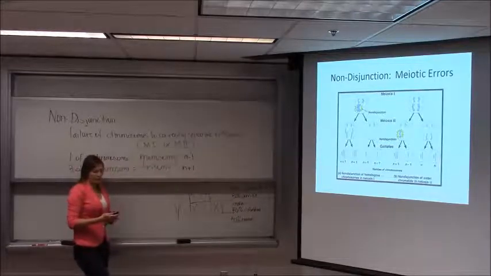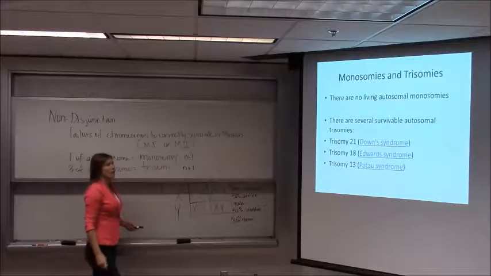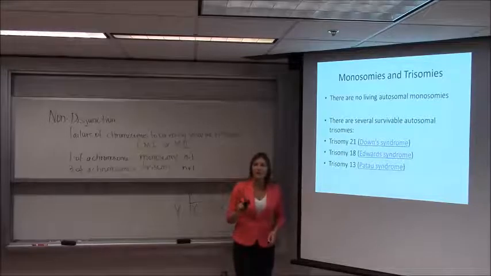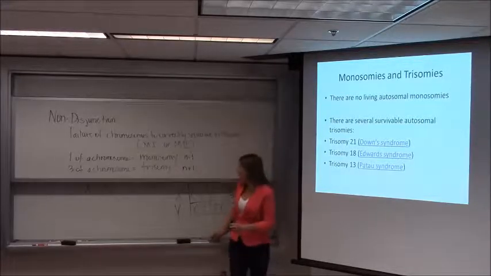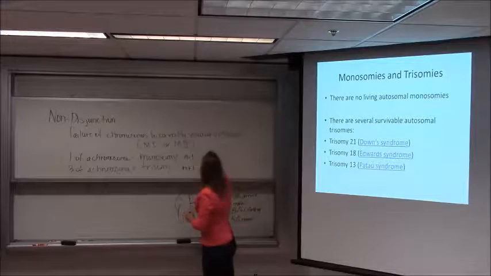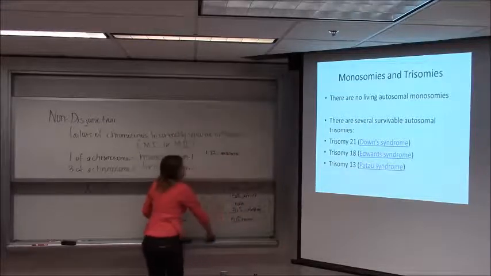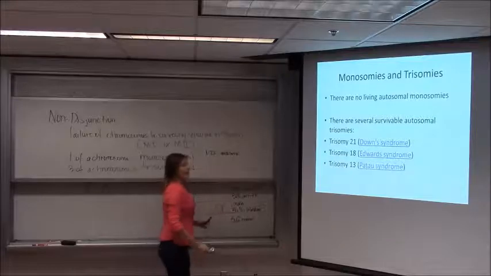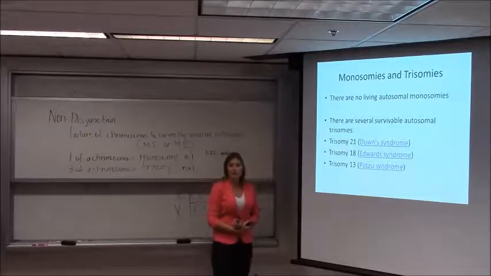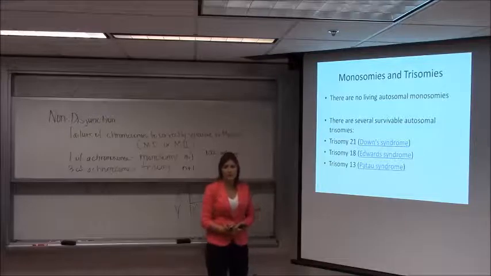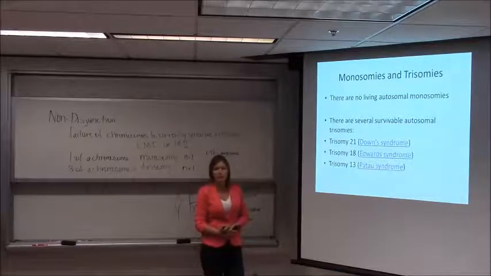Nondisjunction. Here's the rule. There are no living autosomal monosomies. You have to have at least 2 of your autosomes. Remember, autosomes are 1 through 22. There are no living autosomal monosomies. There are some living autosomal trisomies. These happen to be the chromosomes that code for the smallest number of traits. If you had 3 number 1s, you would never develop. So those trisomies do occur. Those babies are just not born.